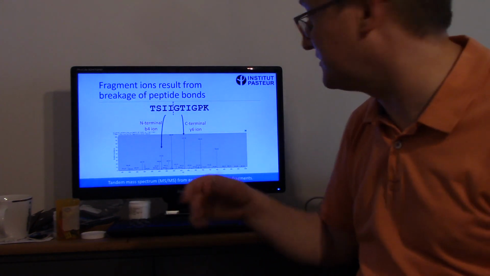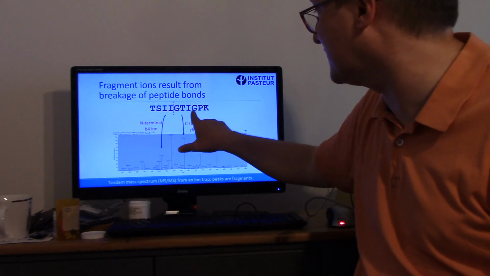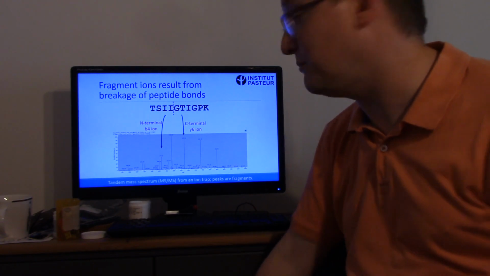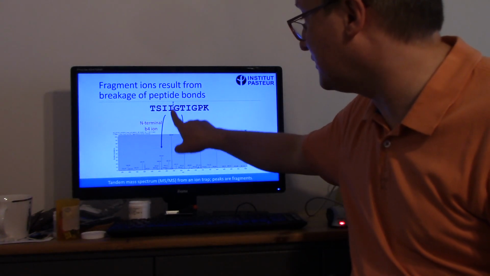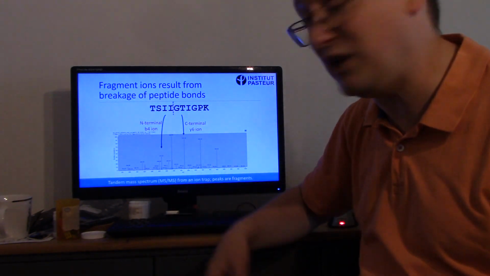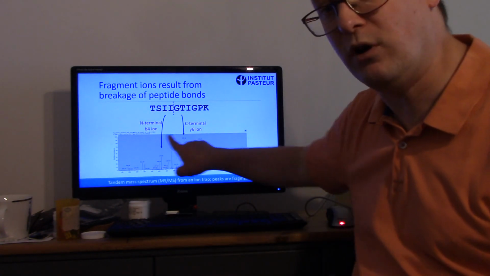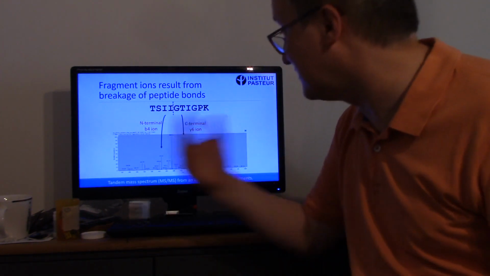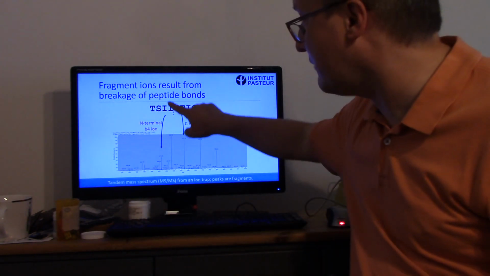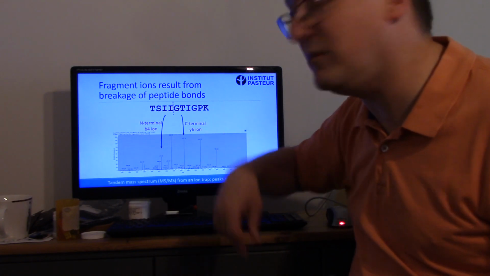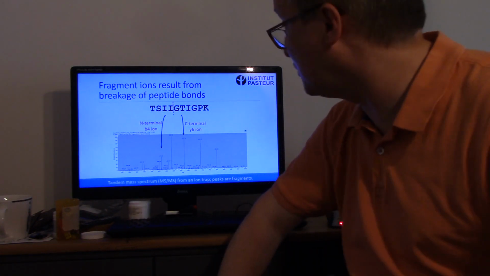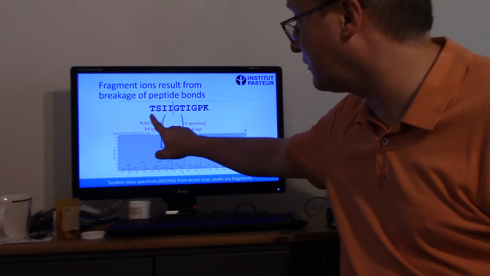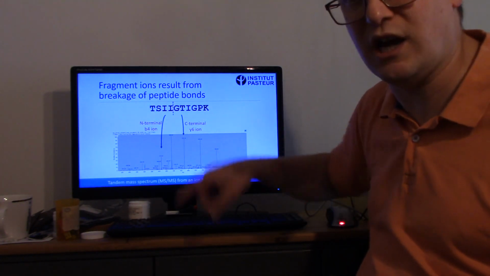Now here we have a real sequence. This is 1, 2, 3, 4, 5, 6, 7, 8, 9, 10 amino acids long. So this 10 amino acid peptide might break at this position between the 4th and 5th amino acid. That would produce a B4 and Y6 ion. The Y6 contains 6 amino acids, the B4 contains 4. Or it could have broken, say, at the peptide bond between these isoleucines that are next to each other. That would have produced a B3 ion and a Y7 ion.